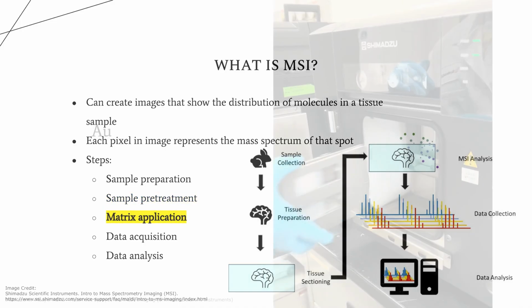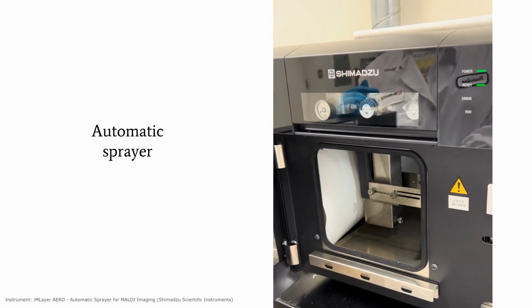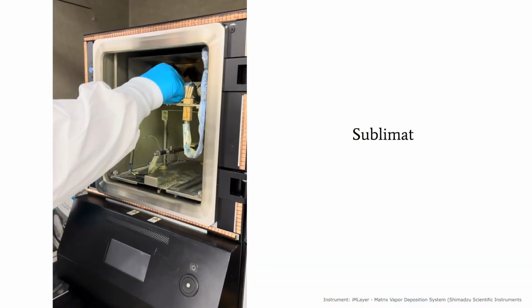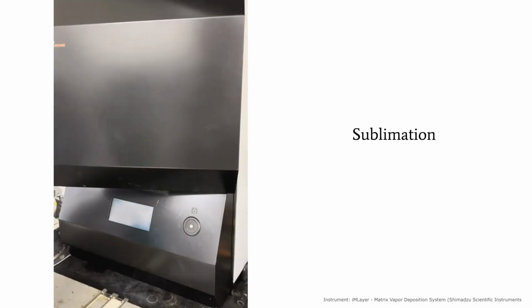Then we apply a matrix, which is a substance like DHB or CHCA. It helps the sample to be ionized and detected. We can apply matrix either as a wet solution with an airbrush or automatic sprayer, or as a dry powder via sublimation.